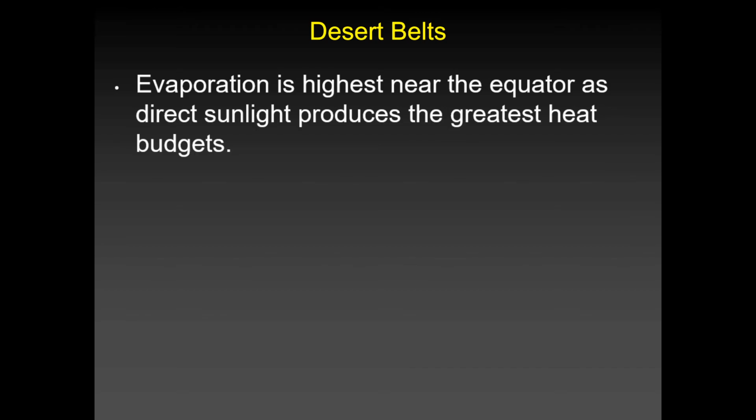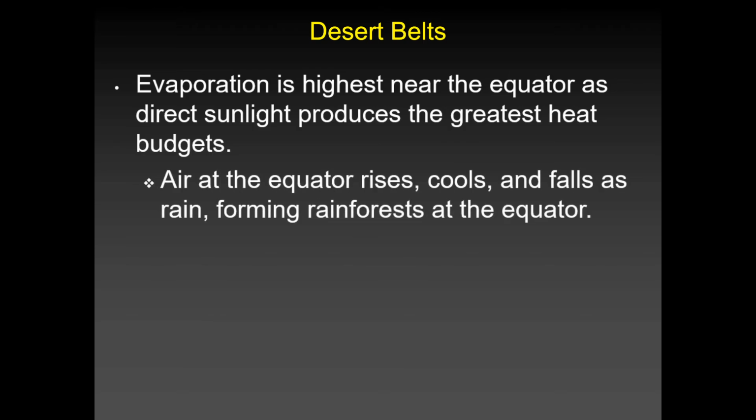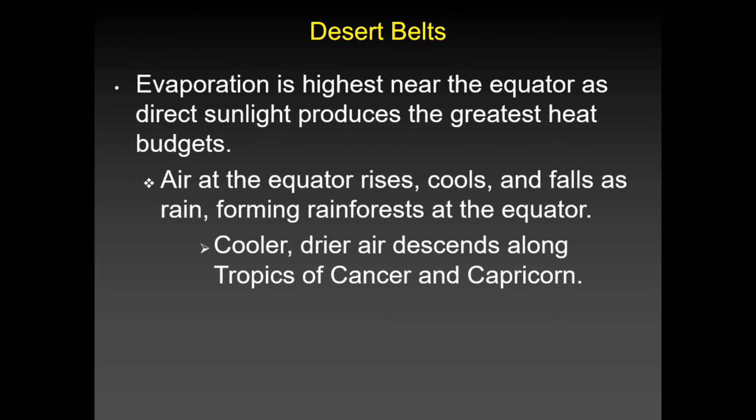Desert belts. Evaporation is highest near the equator, as direct sunlight produces the greatest heat budget. Air at the equator rises, cools, and falls as rain, forming rainforests at the equator. Cooler, drier air descends along the Tropic of Cancer and Tropic of Capricorn.